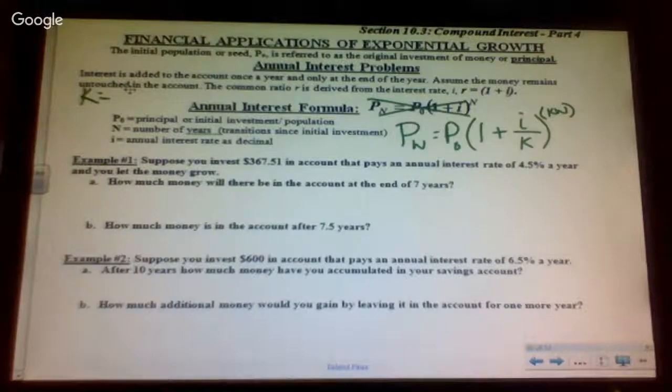K represents the number of times compounded in a year.